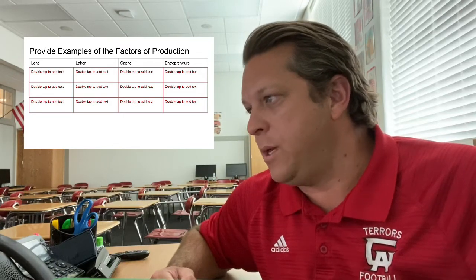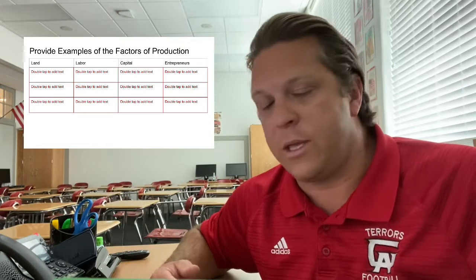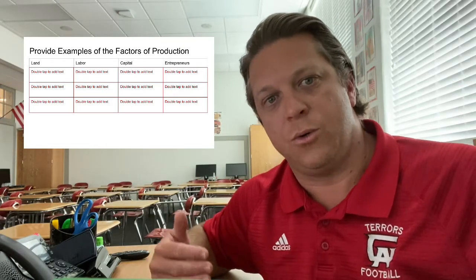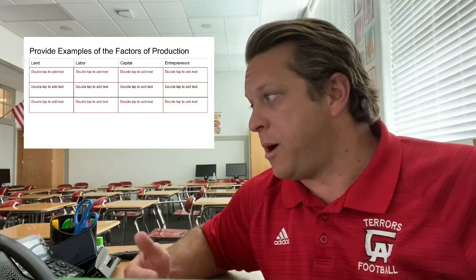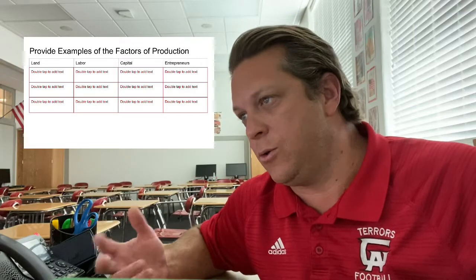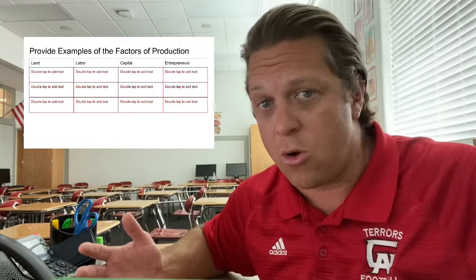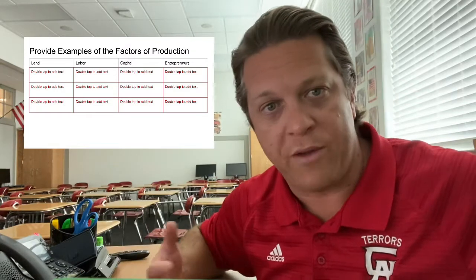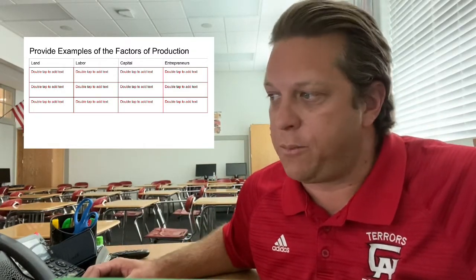So capital would be your machines. I put tractor, a factory, an oil rig. These are things that are going to be used to produce goods and services over time. And then finally, some entrepreneurs, Bill Gates, Russell Simmons, Jay-Z, you could use Jeff Bezos, a lot of different entrepreneurs. You could use local mom and pop entrepreneurs, like my wife owns a business, I could have used her. But these are some examples of the factors of production.